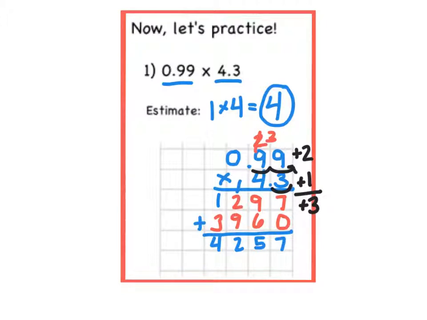Now as I come down and I look to place my decimal in my answer, I'm going to use that 3, and I'm going to count 3 spaces in from the right. And that is going to give me an answer of 4 257 thousandths. Now the final step is to compare that to my estimate. And if you look, 4 257 thousandths is pretty close to the number 4, which was my estimate.